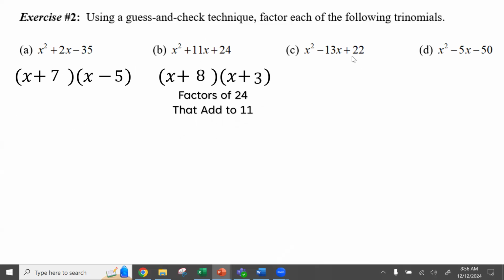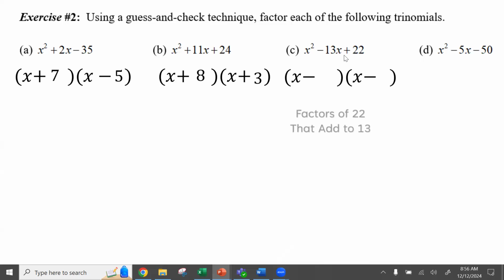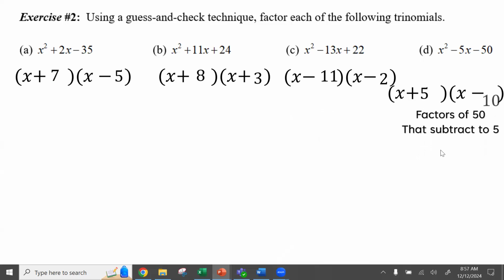C, we've got second sign being positive, first sign being negative, which means they're both going to be negative. I'm looking for the factors of 22 that add to give me 13. That's going to be 11 and 2. Okay. Factors of 50 that have a difference of 5, different signs, sorry. Factors of 50 that have a difference of 5 would be 5 and 10.